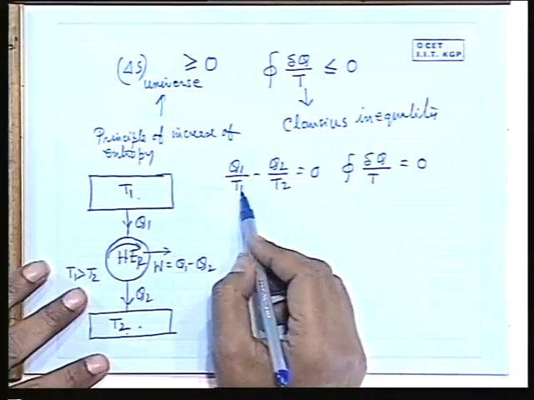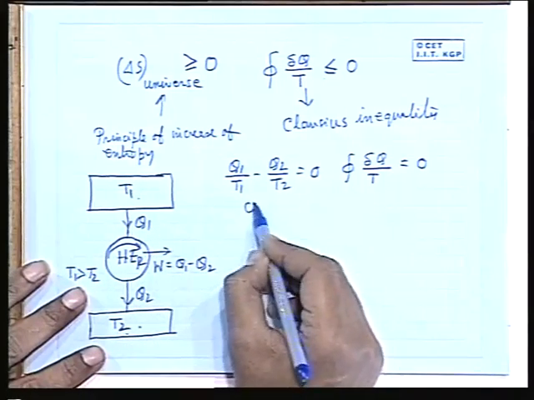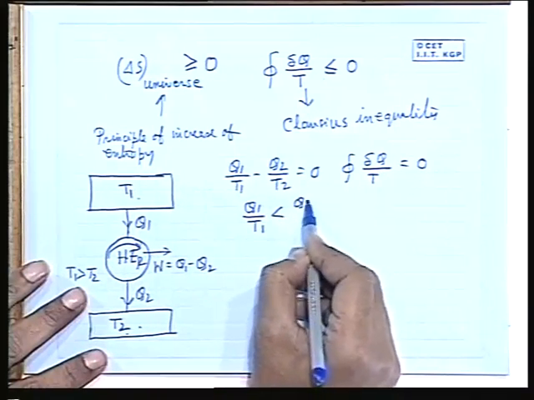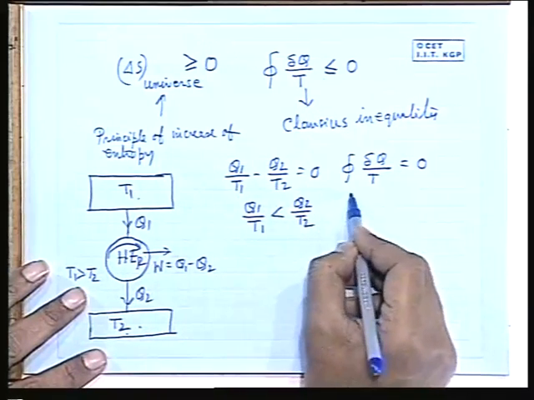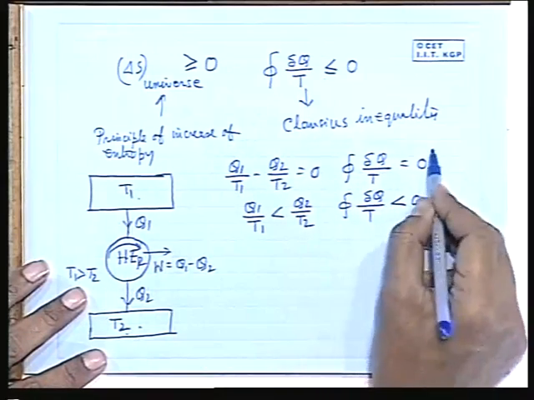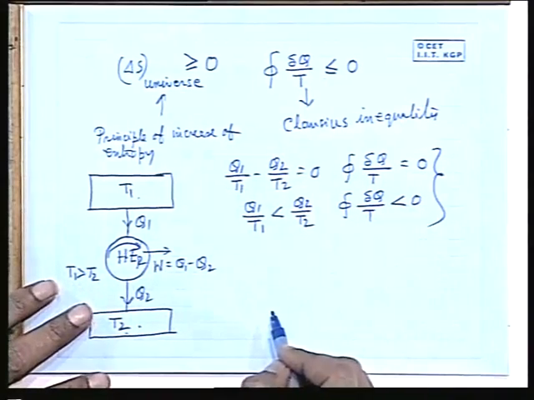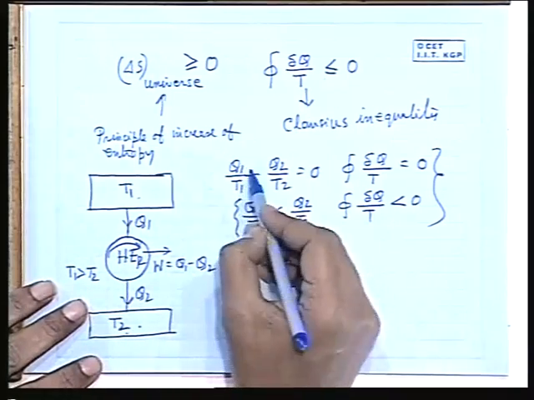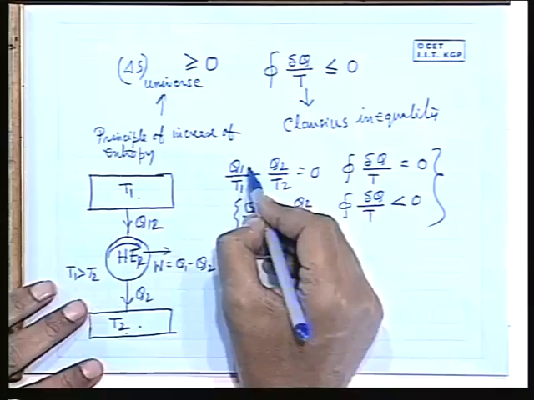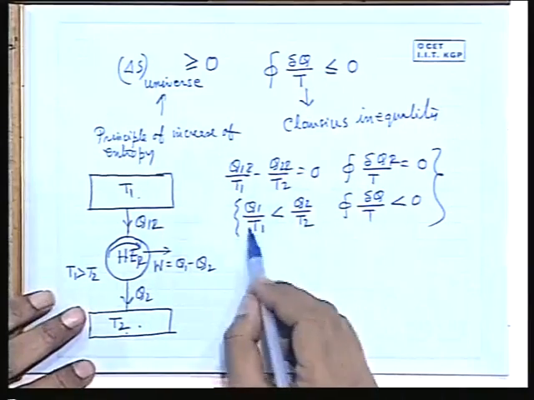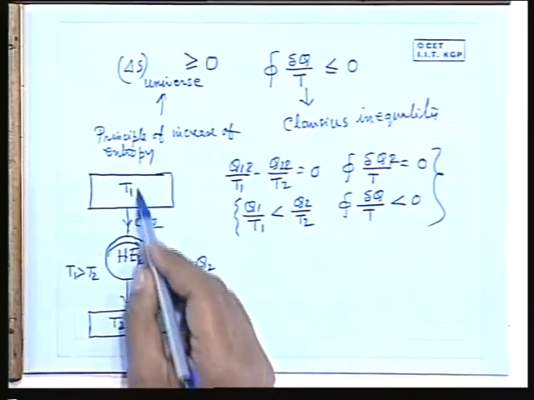But if it is an irreversible engine, then what is that? Q1 by T1 is less than or equal to Q2 by T2, and the cyclic integral of del Q by T is less than 0. This we have already studied before. This is because the efficiency of an irreversible engine is less than that of the reversible one, R.